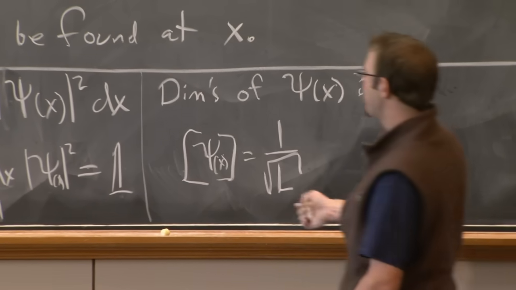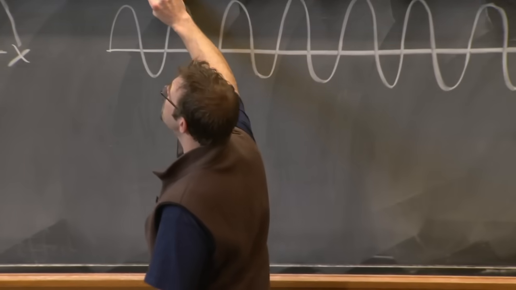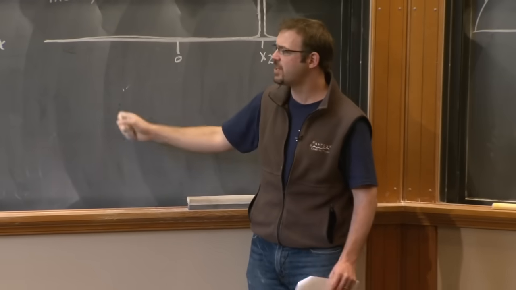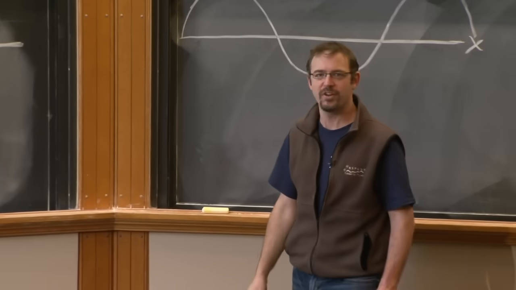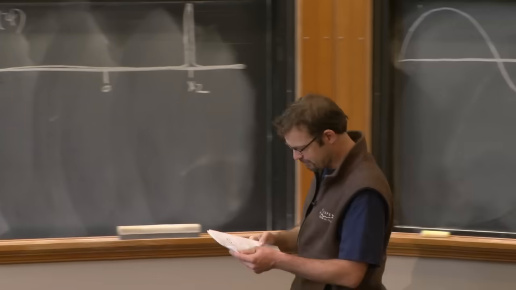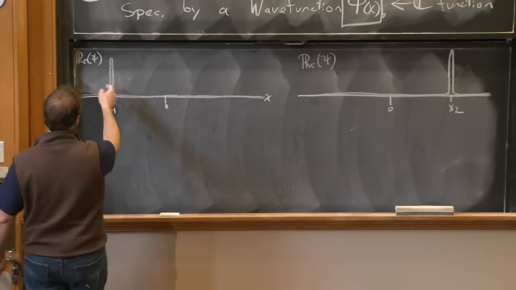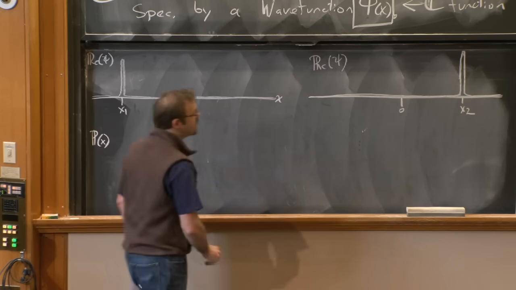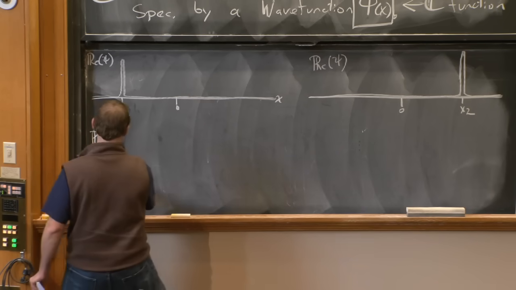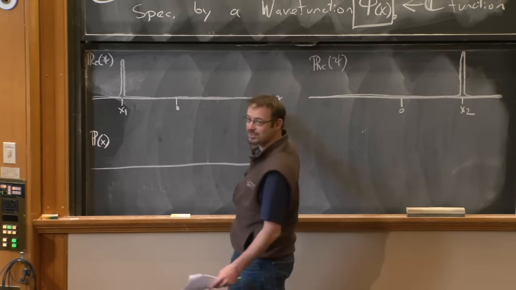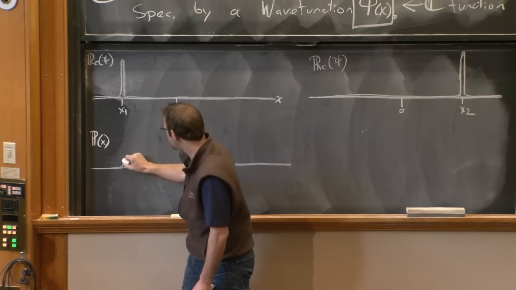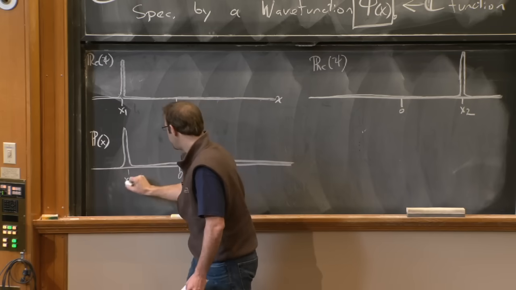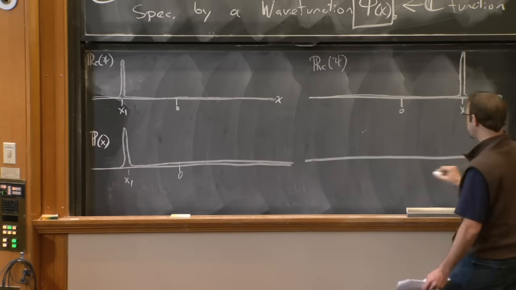OK. So with that said, if that's the meaning of the wave function, what physically can we take away from knowing these wave functions? Well, if this is the wave function, let's draw the probability distribution, P of x. And the probability distribution here is really very simple. Again, 0 squared is still 0, so it's still just a big spike at x1. And this one is a big spike at x2.